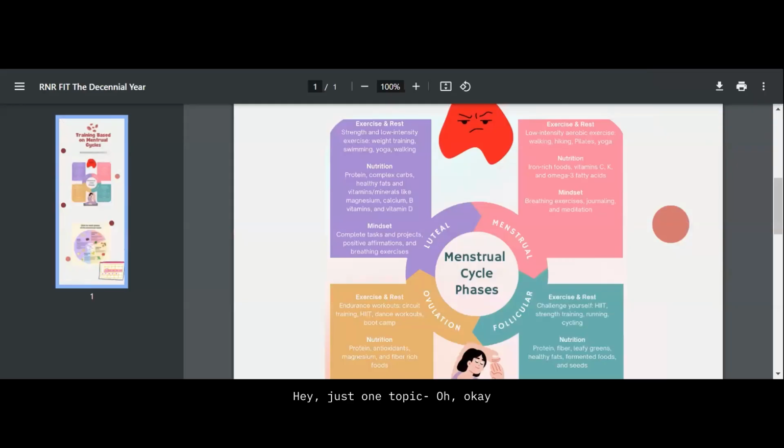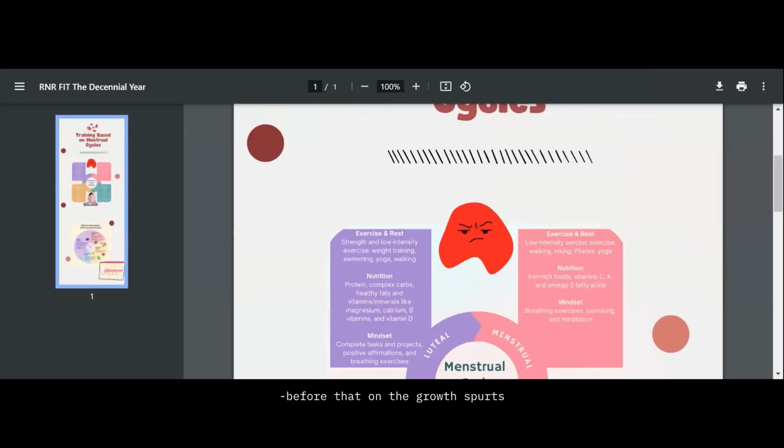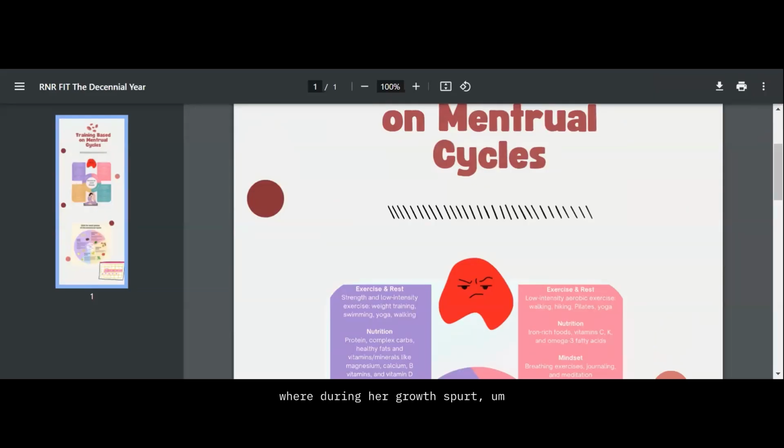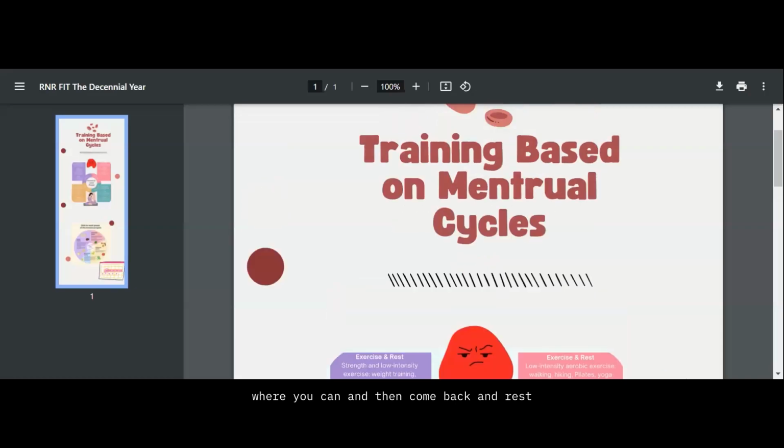Okay, just one comment before that on the growth spurts. Lavanya, I know Erin went through this phase where during her growth spurt, I think her back used to pain a lot. And there were two schools of thought. One was completely rest and then come back. The other one was train till the point where you can and then come back and rest. Which one would you suggest that we do?